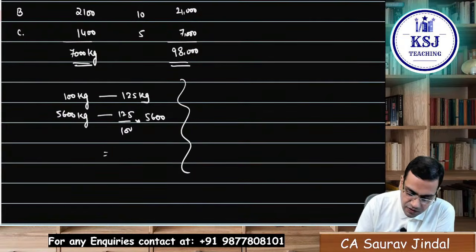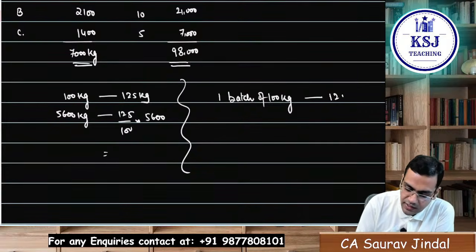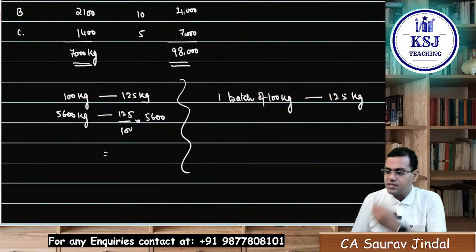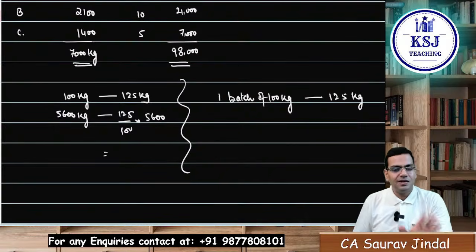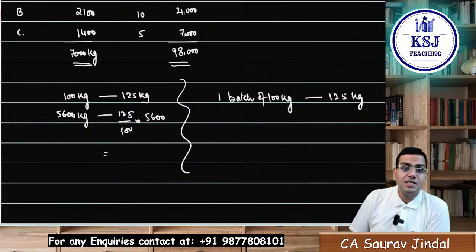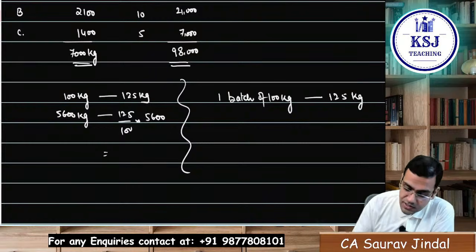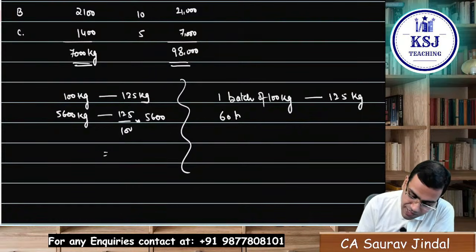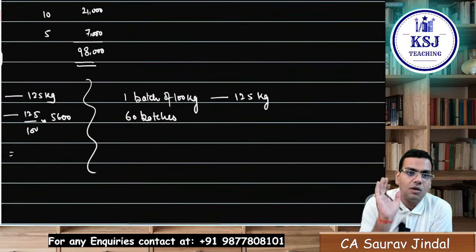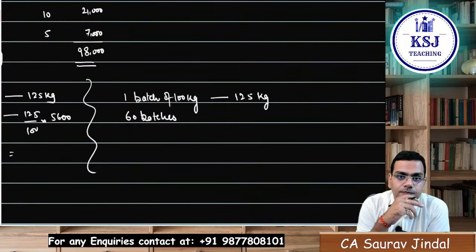It is given that for one batch of 100 kg, the quantity required is 125 kg. If there is any loss or something, it is not given in the question, right? Now, how many batches have we processed? We have processed 60 batches. So for 60 batches, what is the raw material that we would have consumed?